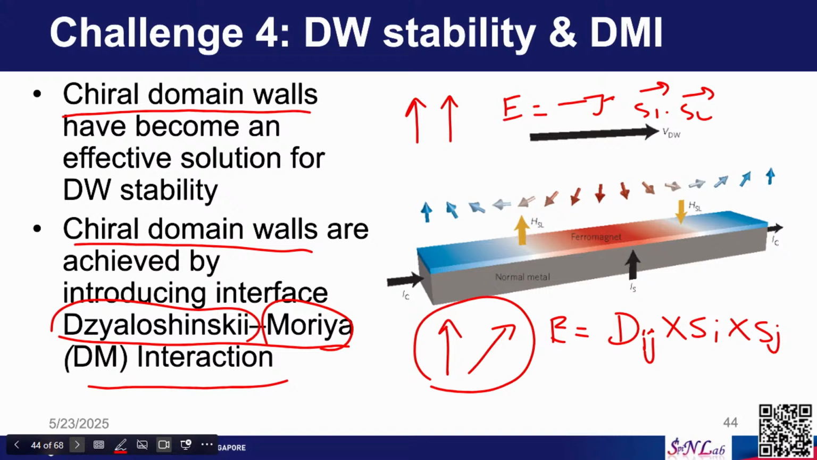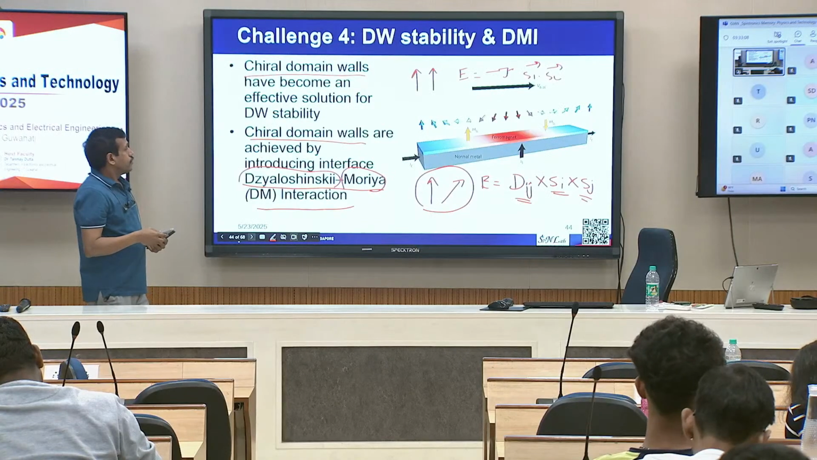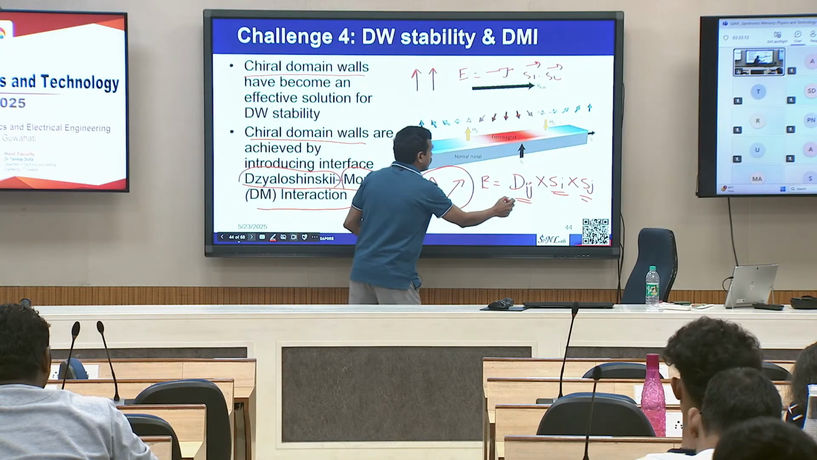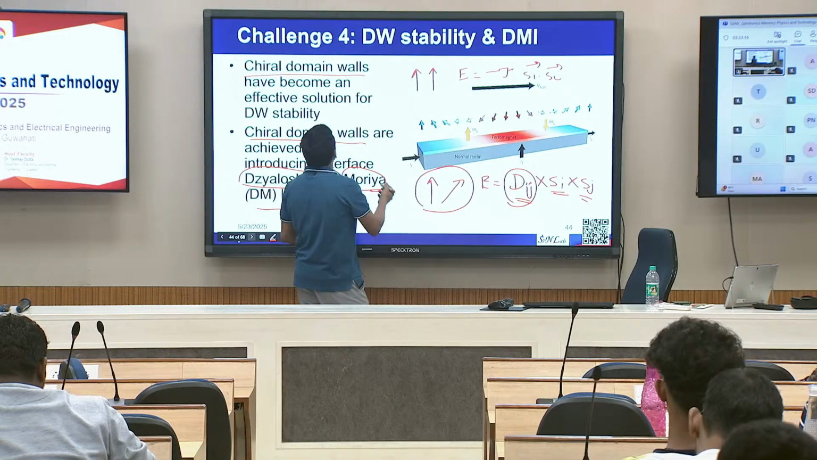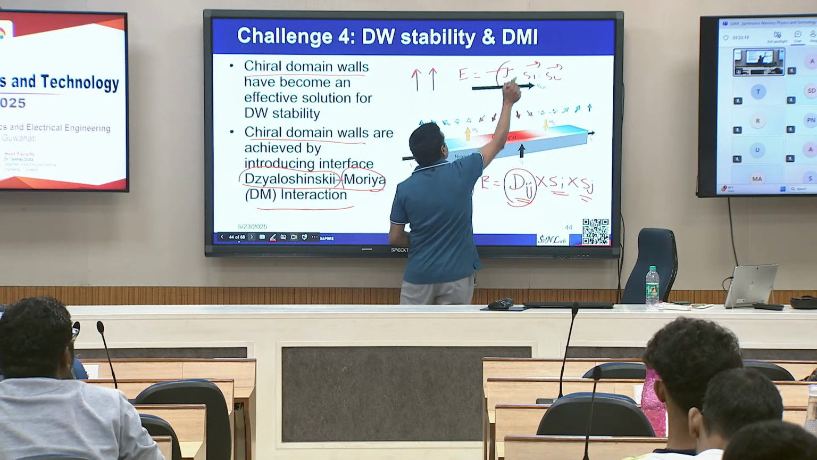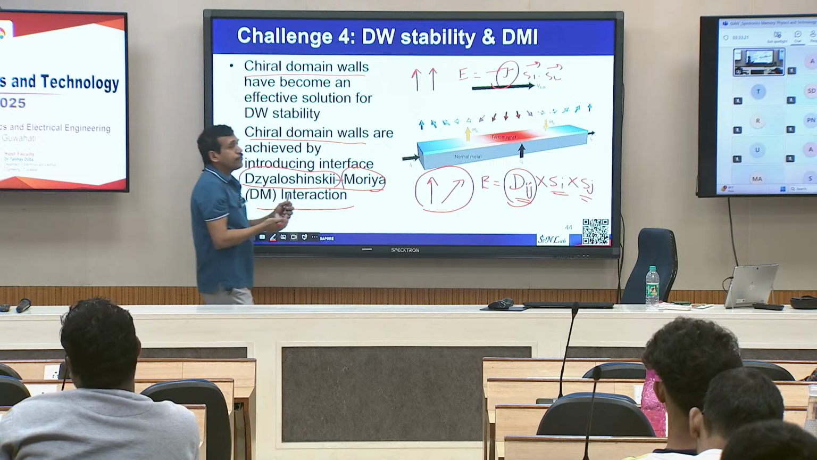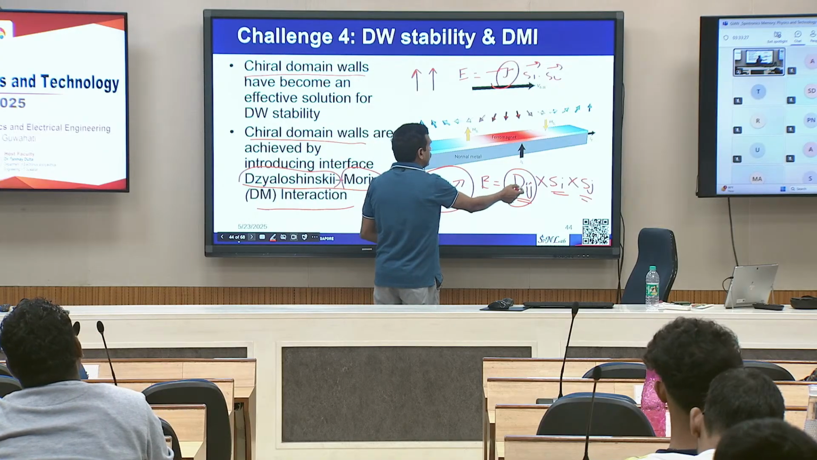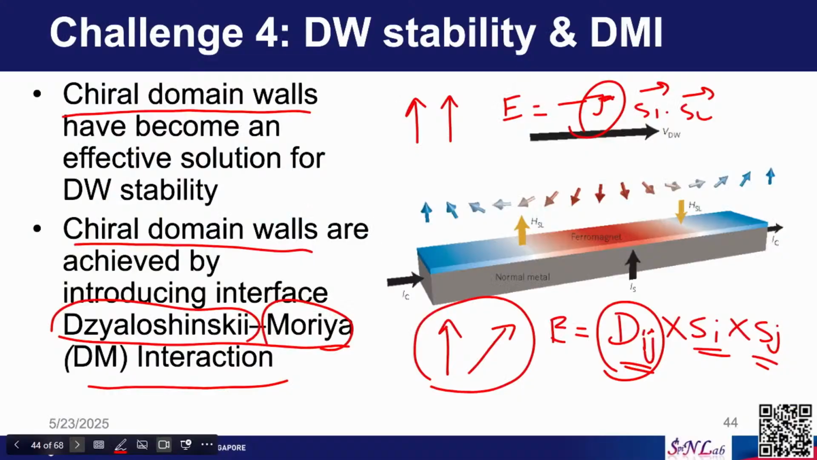So, this D_ij dictates that, if this is the only interaction, the neighboring spins will be perpendicular to each other, which minimizes the energy of the system. But in a real magnetic system, you may have this Dzyaloshinskii-Moriya interaction plus the Heisenberg interaction, which is of course there. So, in real ferromagnetic systems, you will have a competition between D_ij and the Heisenberg exchange interaction.